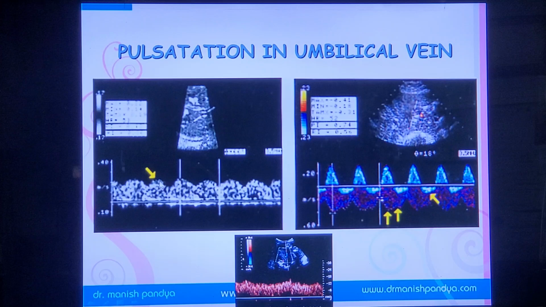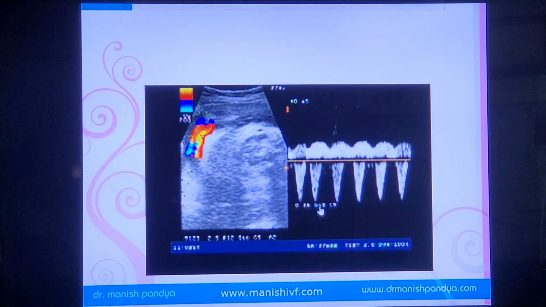So if you see pulsation in the umbilical artery like this, this is a normal umbilical vein. You can see 12 centimeter per second. 12 to 15 centimeter per second is the usual flow, and it is a continuous waveform. But if you see reflection of umbilical artery with reverse flow, you can see there is a reverberation, reflection. This is abnormal because it shows pulsation. Usually it loses pulsation after 15 weeks of gestation.